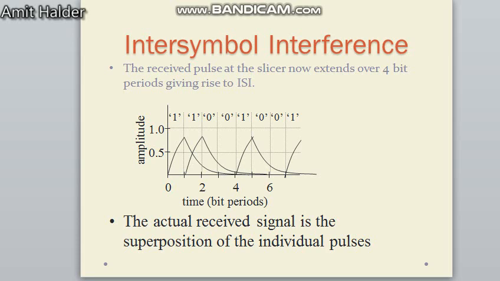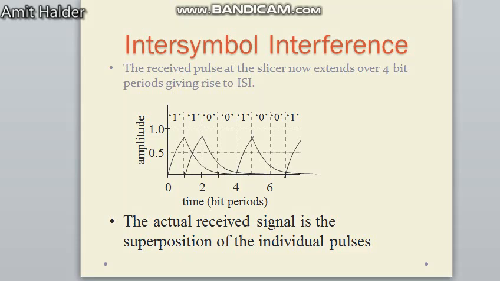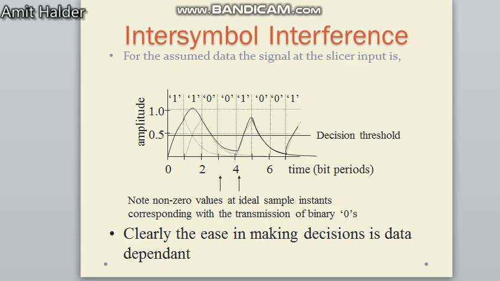After that, here the intersymbol interference has been derived again. So there are non-zero values at the ideal sample instants corresponding with the transmission of binary zeros. Clearly, the case in making decisions is data dependent. After getting smeared by the interference between these two, sometimes it will be seen like that. Both can be smeared down.